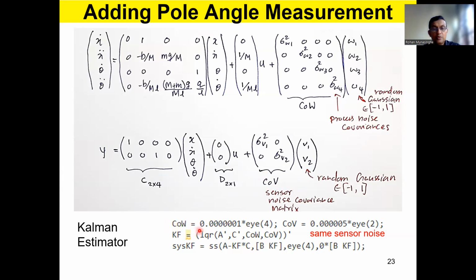So in MATLAB, this is how you do that. Covariance matrix, it's like this for the process noise, and covariance matrix for the sensors are like that. It's a 2 by 2 matrix. Okay, right. Then you use the LQR command to generate the Kalman filter and all its elements. Like once you have syskf, you can get A, B, C, D from syskf, right?